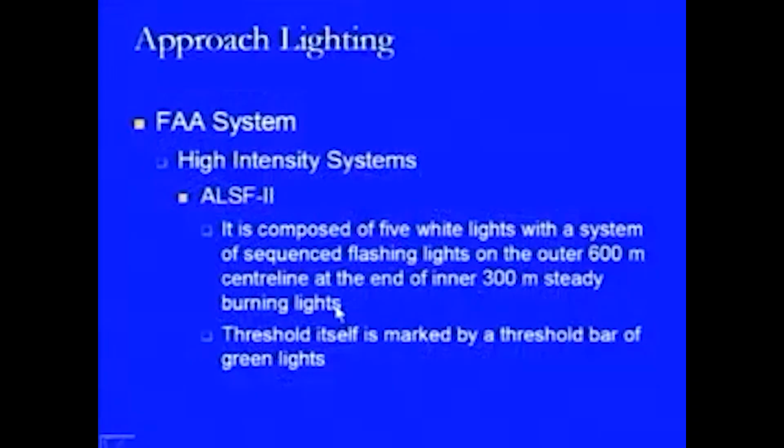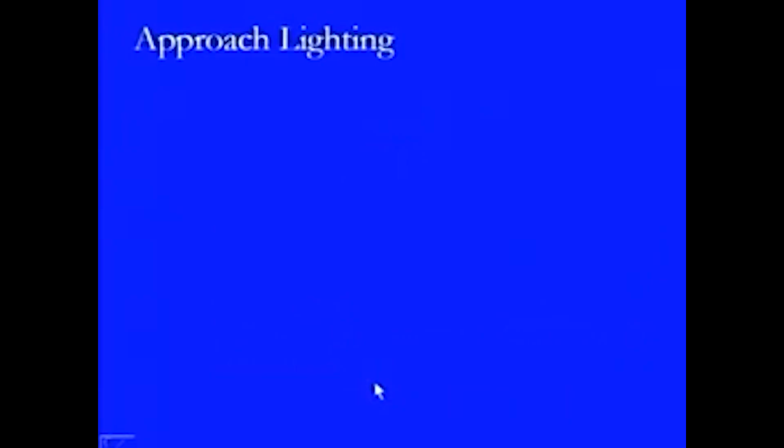Then there is the ALSF2 system, which is also a high intensity system. In this case, it is composed of 5 white lights with a system of sequenced flashing lights on the outer 600 meters of the center line and steady burning lights at the inner 300 meters. And here the threshold itself is marked by a threshold bar of green lights, as we have seen previously in the ICAO condition.